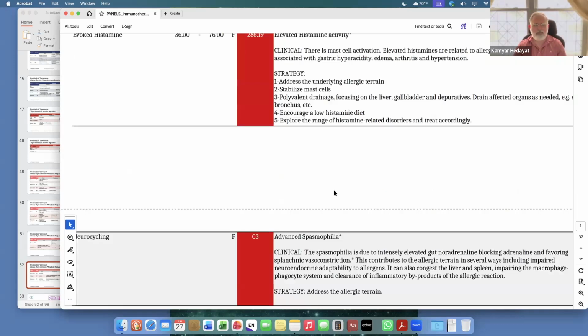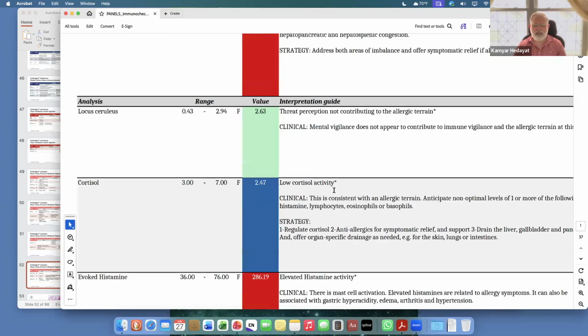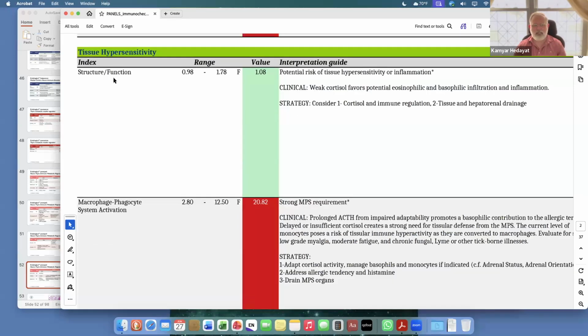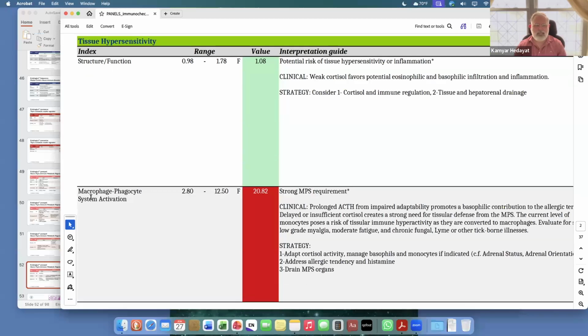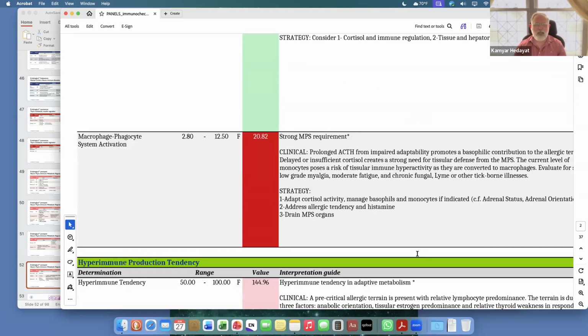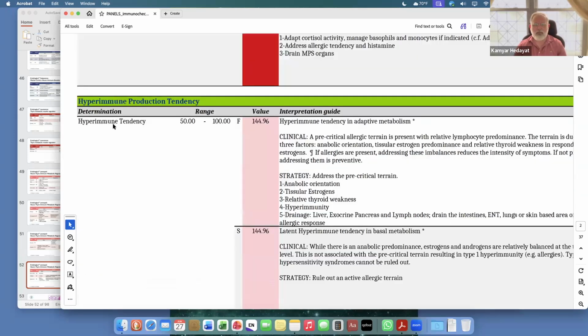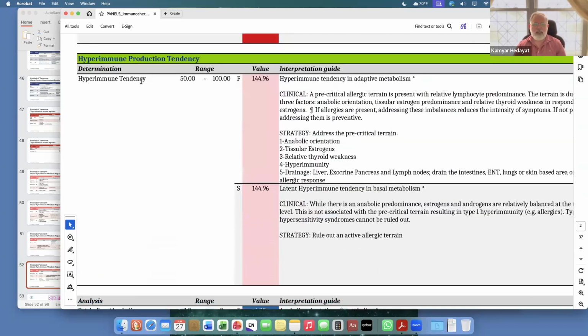And then we have tissue hypersensitivity. This is exactly what you saw in StressCheck, the structure function index, and the macrophage phagocyte system activation, or MPS. But the interpretations are different here, and they have a greater orientation towards the question of immunity and allergies than you would find in StressCheck. And then we get to the precritical terrain. First, you're going to see the hyperimmune tendency. Now, don't be alarmed.